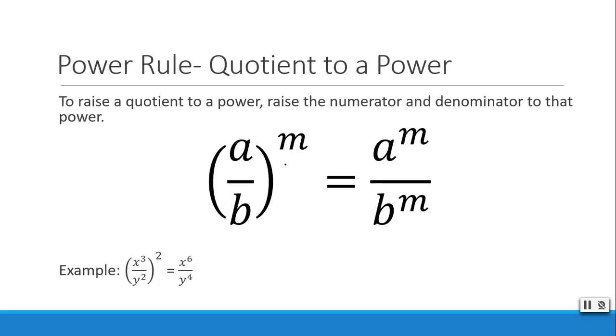When you have a quotient being raised to an exponent, you're going to multiply both that numerator and that denominator by that exponent. So the example I'll give you down here at the bottom, we're doing 3 times 2 for our x's, which is giving us 6. And we're going to do 2 times 2 down here, which is going to give us y to the 4th.